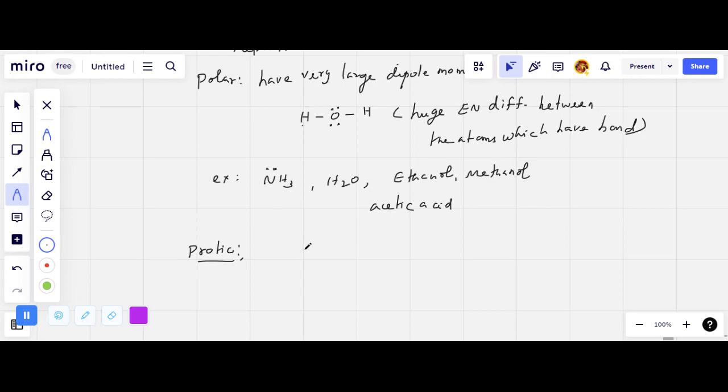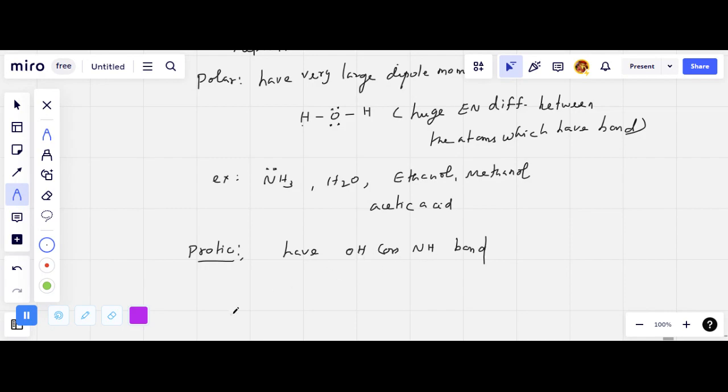Protic means they have an OH or NH bond, or H bond. Okay. OH bond or NH bond, both are H bonds, no? So if they have an H bond, then it is protic. That is, if the solvent has an H bond, then it is protic.